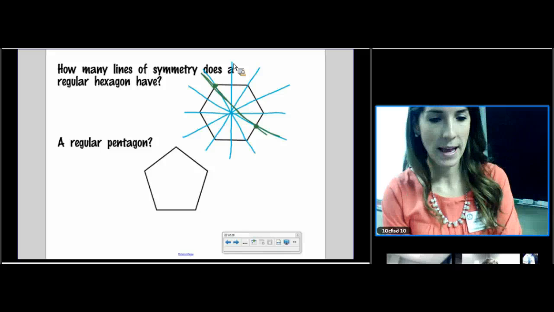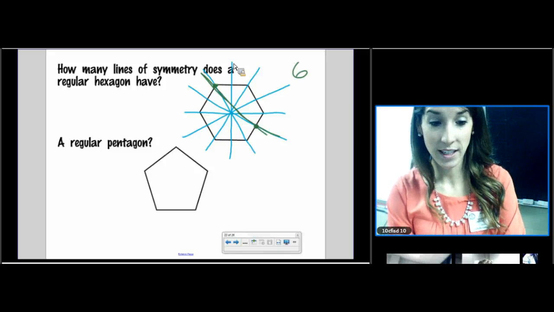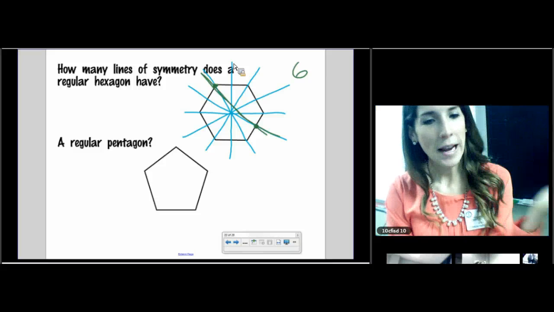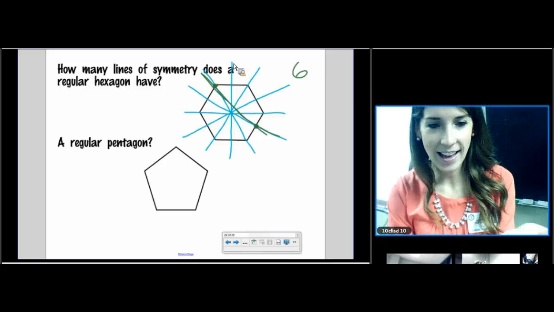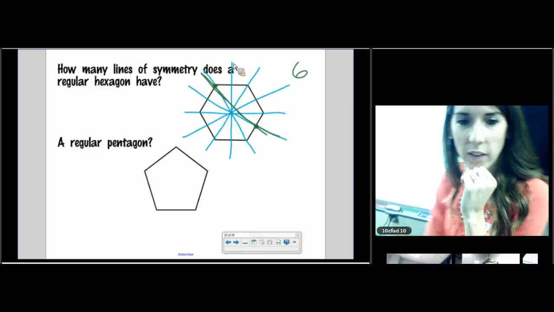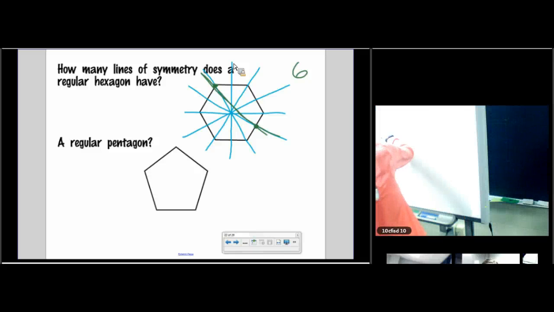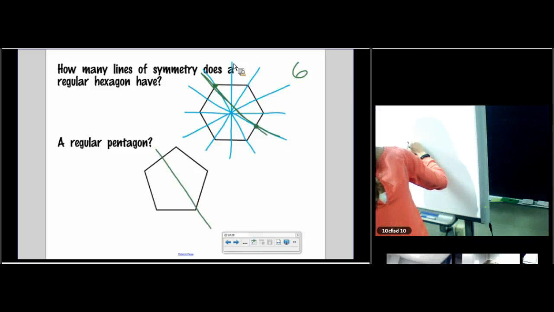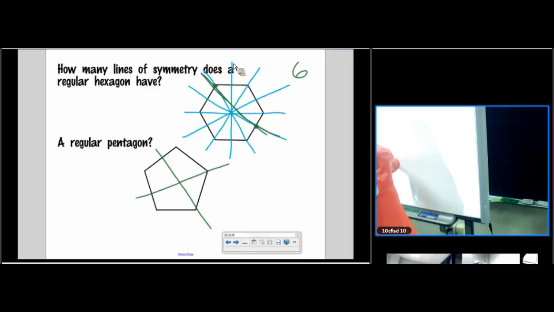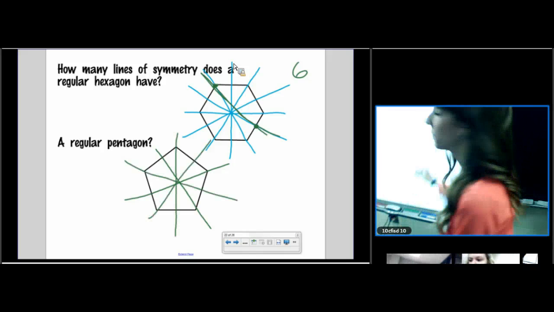What about a regular pentagon? How many lines of symmetry would a regular pentagon have? Wait a minute, a hexagon has 6 sides, and a pentagon has 5 sides. So are you saying that the number of lines of reflection are the same as the number of sides? 1, 2. So this one, I'm going vertex to side. So 5.